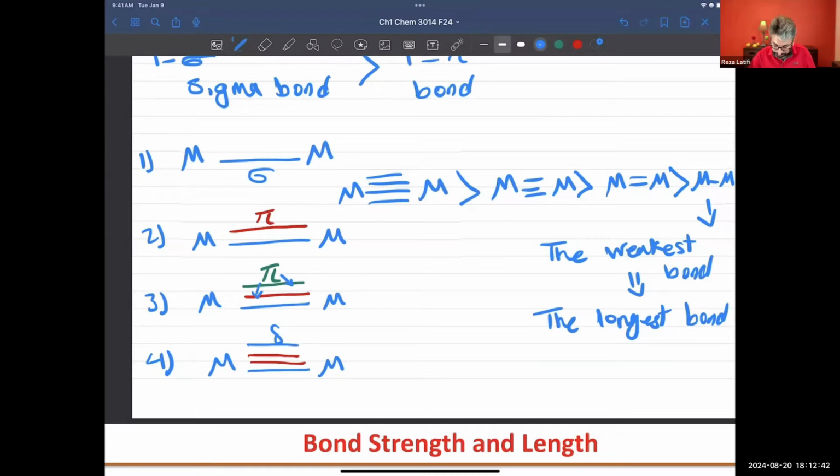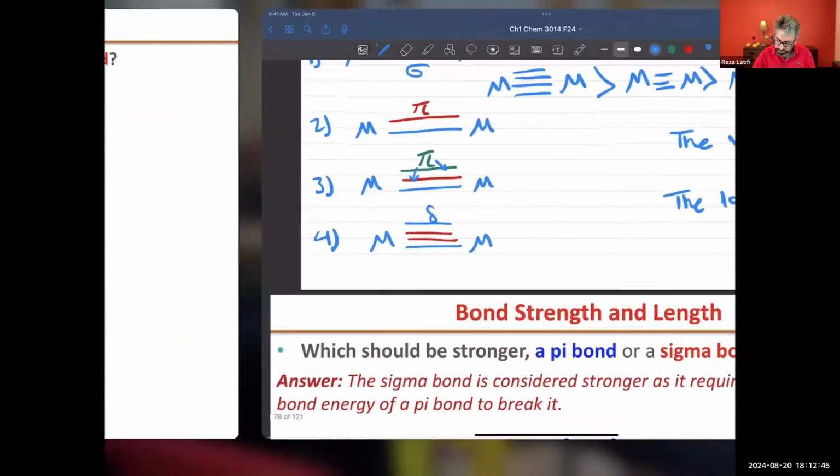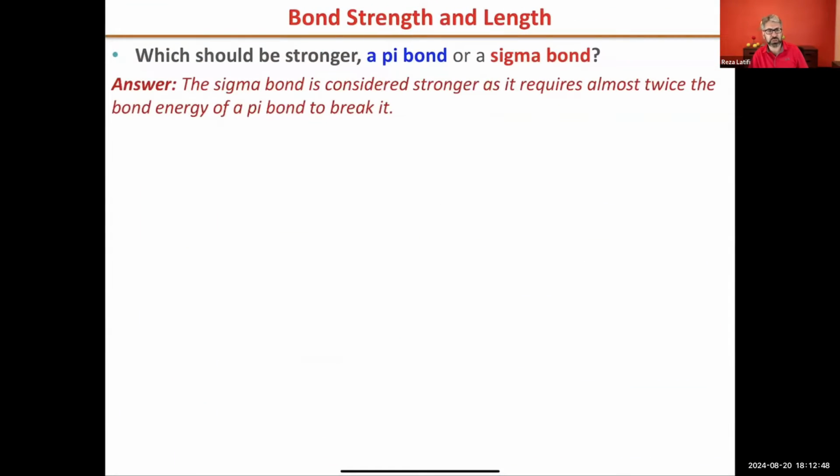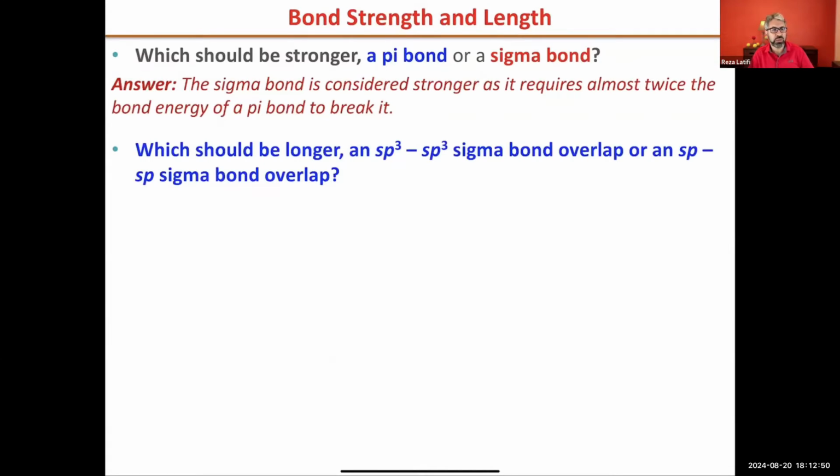Okay, so we're going to switch to the second question. Sigma bond is always stronger than a pi bond. Now, when it comes to hybridization, we can have sp3 hybridization versus sp hybridization. Which bond is going to be stronger? The one that has less p character will be stronger, or technically a shorter bond.